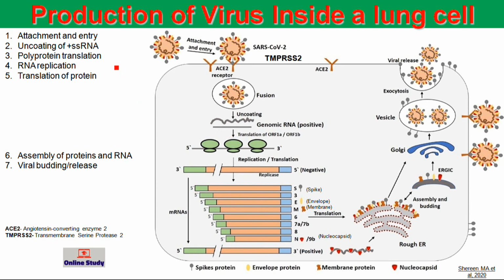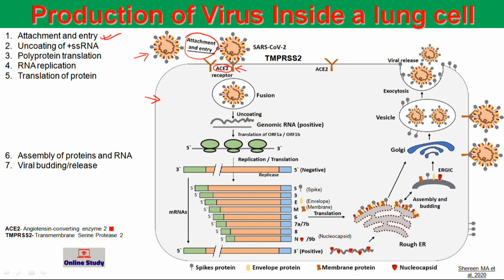of the lung cell. For example, just imagine this is the lung cell and this is the virus. So step 1 is the attachment of the virus. The virus attaches to a specific human lung cell protein that is called angiotensin-converting enzyme 2. So this angiotensin-converting enzyme is the receptor of this virus.